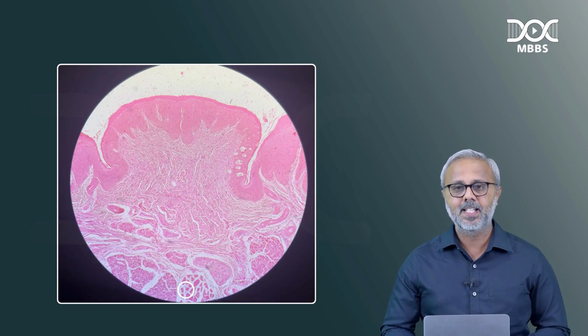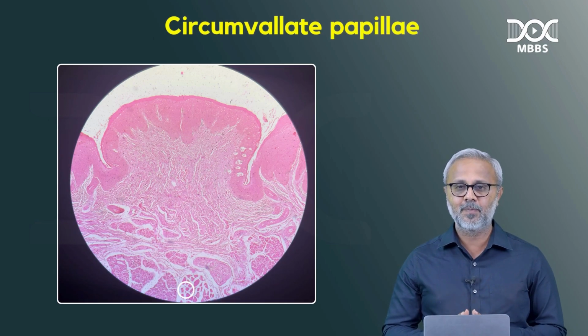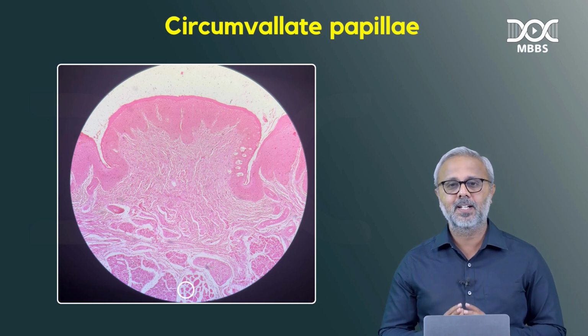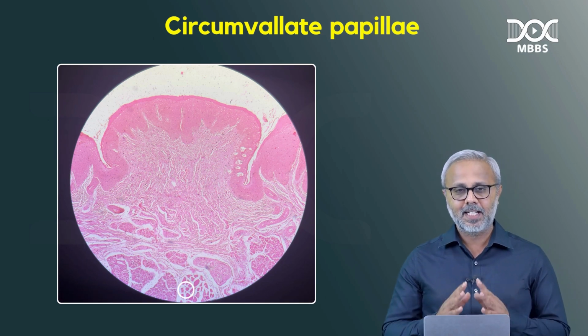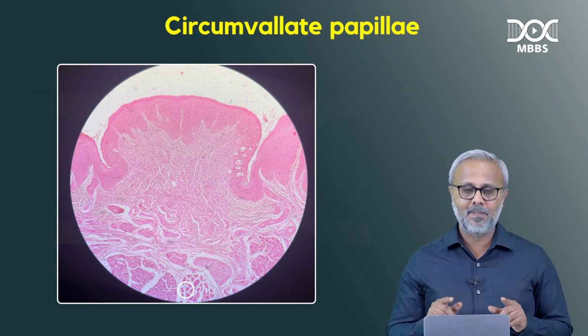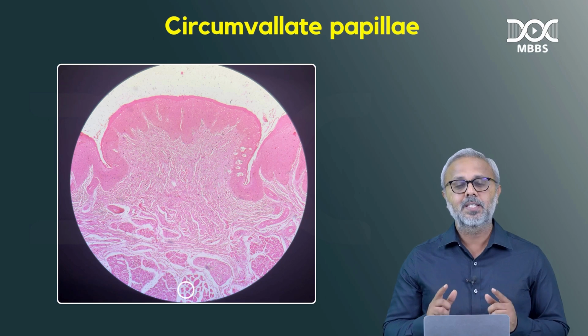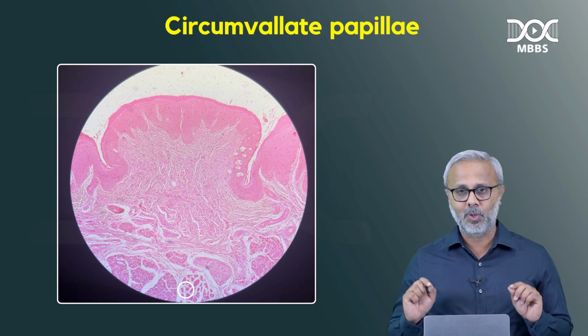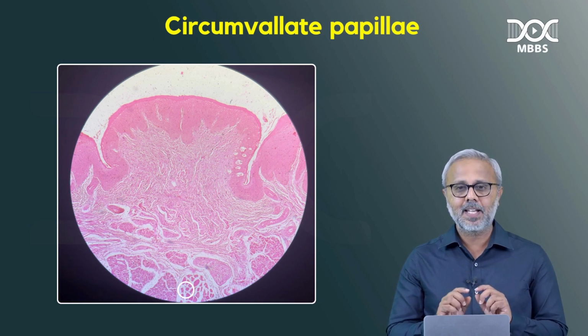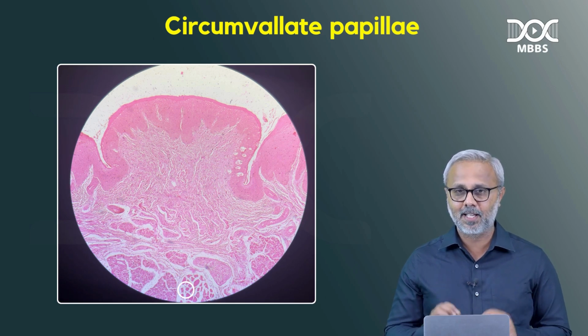Let's quickly revise the slide of circumvallate papilla of the tongue. This is the circumvallate papilla of the tongue focused under 10x magnification. It is identified by the presence of a huge papilla which occupies the entire view, surrounded by a vallum or moat. These papillae are covered by the stratified squamous non-keratinized epithelium.